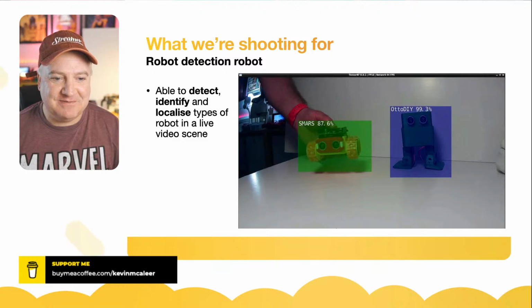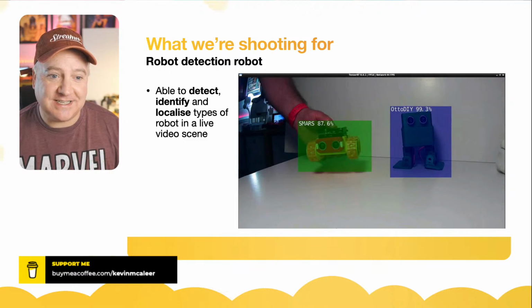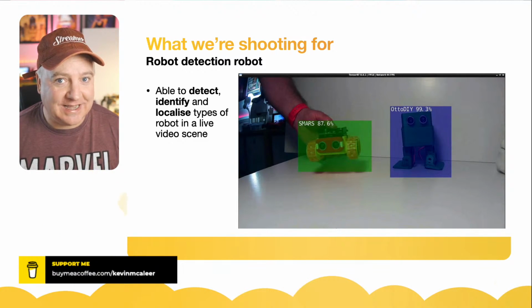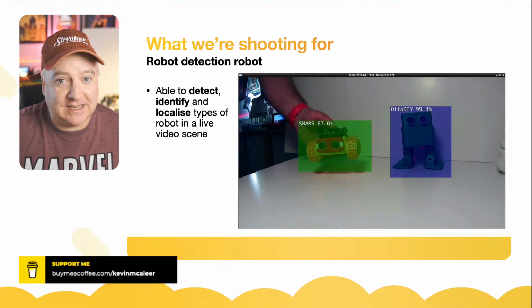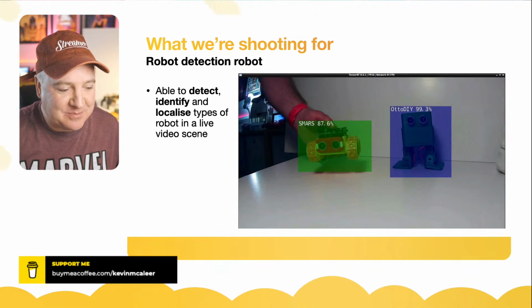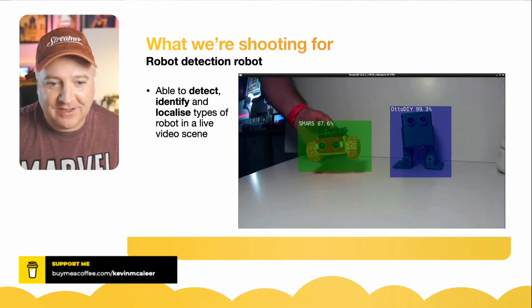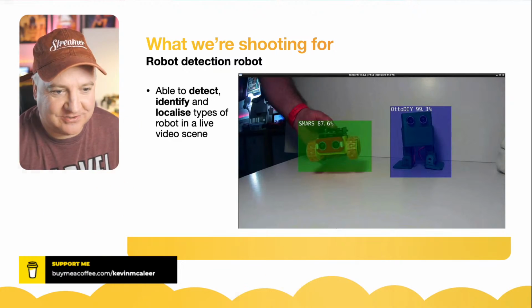So this is what we're shooting for. We want to be able to detect, identify and localize different types of robots in a live video scene. So in that little demo I've got a snapshot of there, you can see it's detected an Auto DIY in the scene, and it's also detected a SMARS robot in the scene as well.